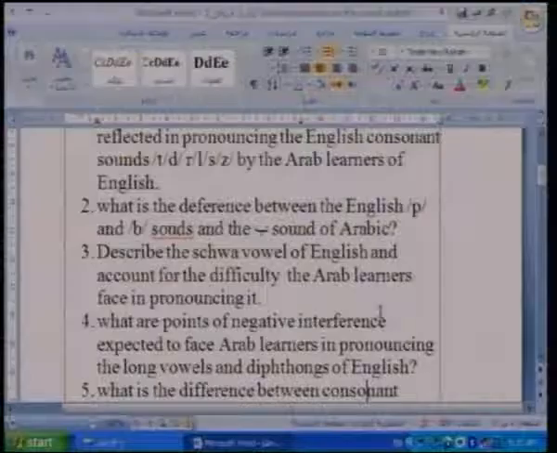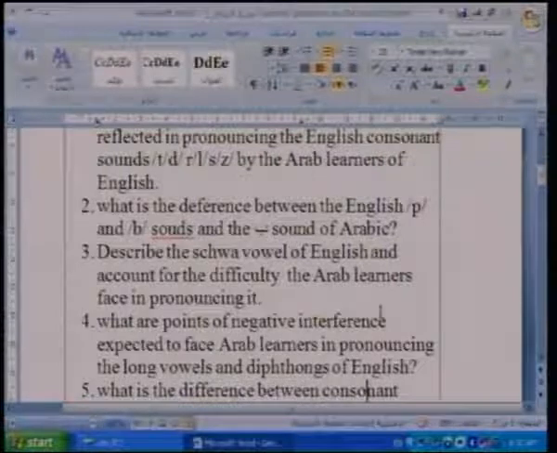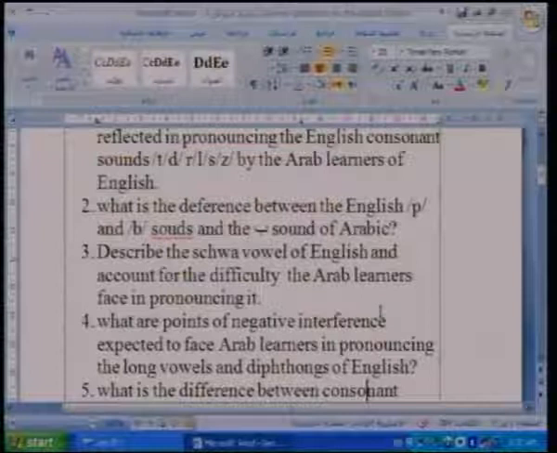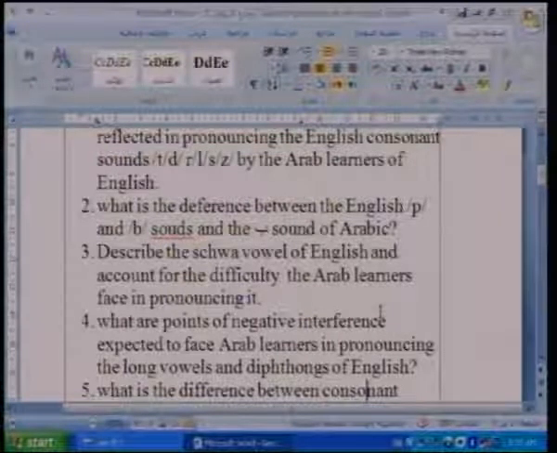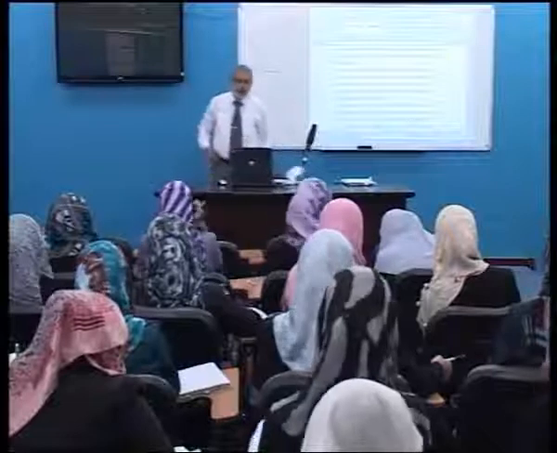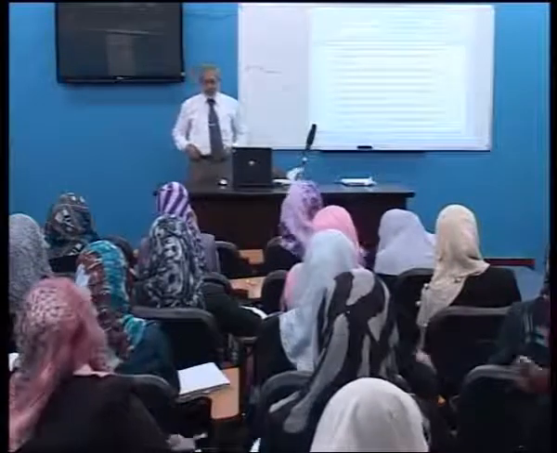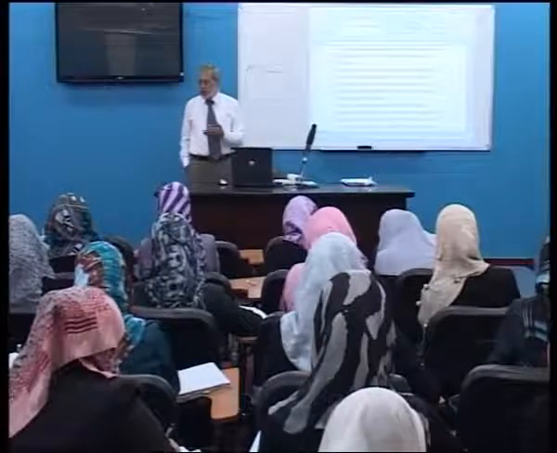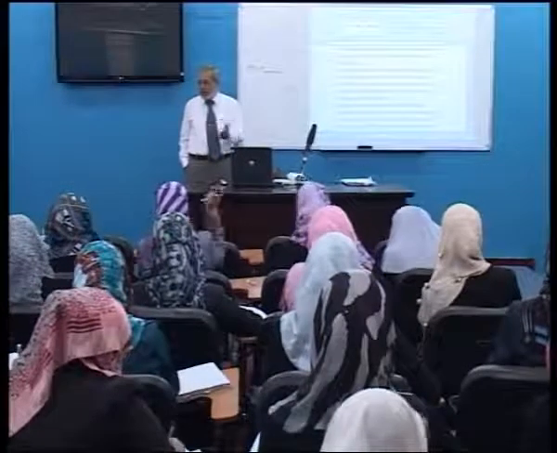Do we have equivalents for these sounds in Arabic? Who could answer this question? We speak about the long vowels and the diphthongs. Do we have, how many diphthongs do you have in Arabic? Is it the same as English? No.